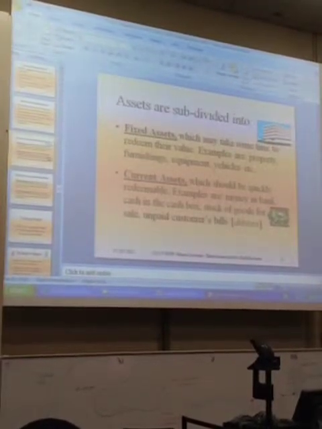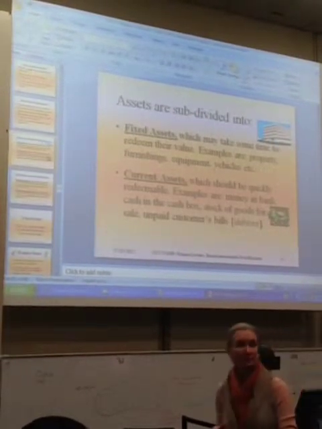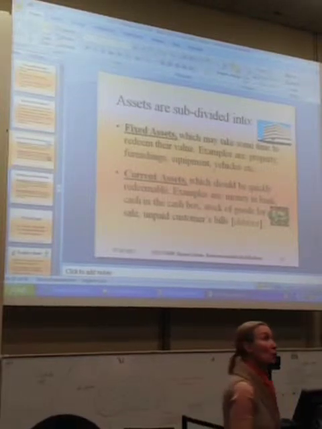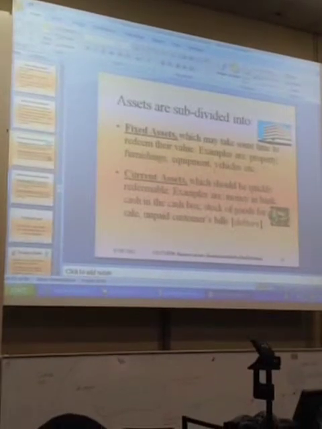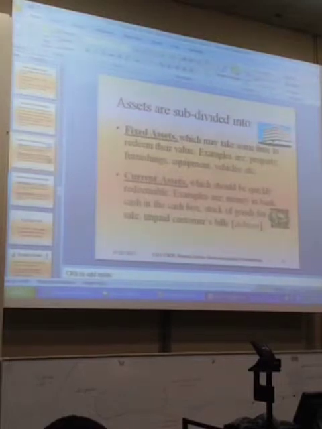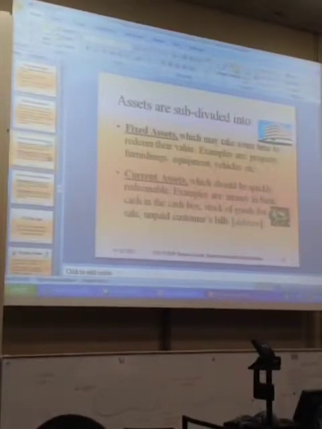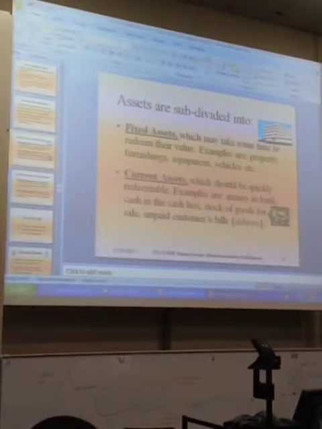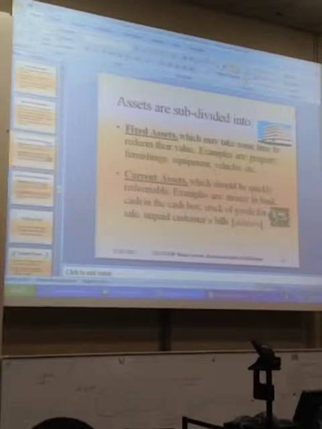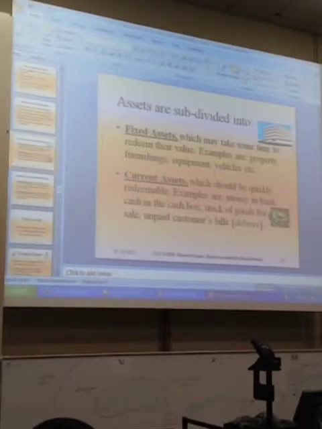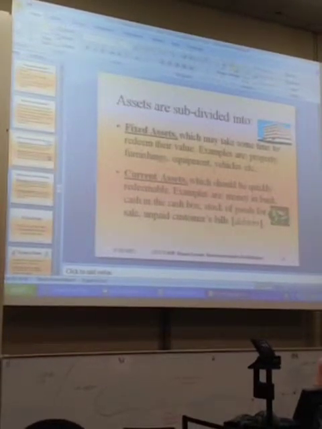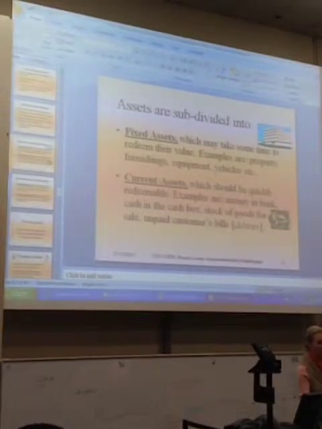What does the word debtors mean? People who owe you money. Good. People who owe you money. You've made a sale. They haven't paid cash at that particular time, perhaps because they're a particularly good customer of yours, so you allow them 30, 60 or even 90 days credit. And you're waiting for that cash to come in from them, the debtors. So current assets are going to move all the time.